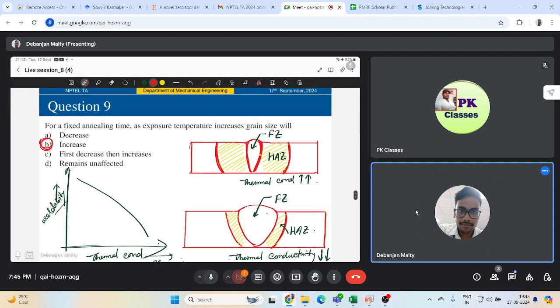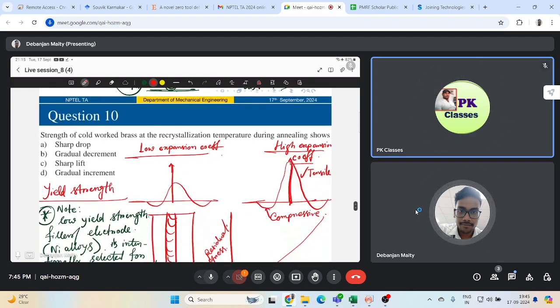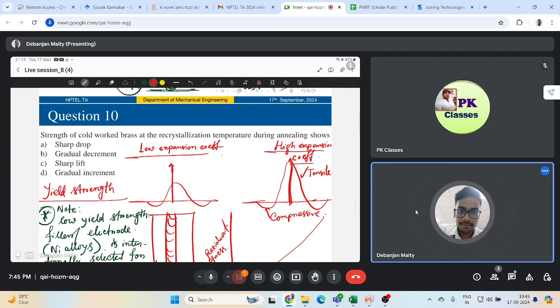Agreed, no? Yes, sir. Next, the strength of cold worked brass at recrystallization temperature during annealing. If you are doing recrystallization, there will be a sharp drop in your strength because those will be strain-free grains. If your grains are strain-free, your toughness is much higher, your ductility is higher, not the strength. Yes, sir.